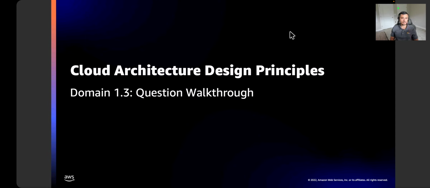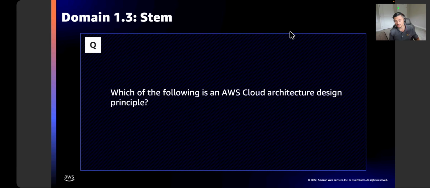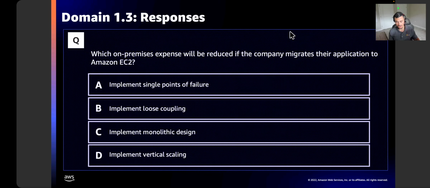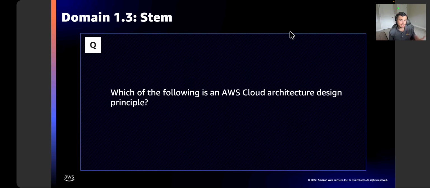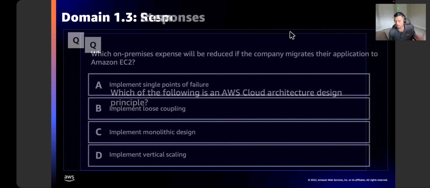All right, so with that in mind, let's move on to the question for domain 1.3, which asks, which of the following is an AWS architecture design principle? So that was the stem. Again, from the stem, we want to go ahead and pull out the keywords. Again, there's no need here because it's just a couple of words.